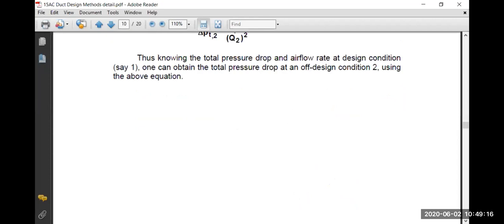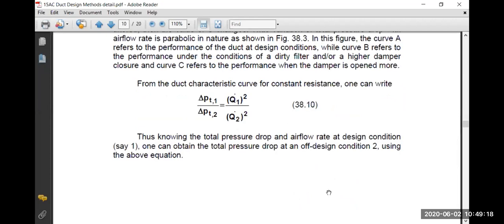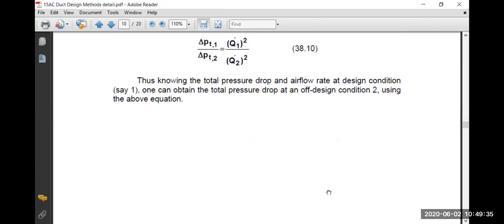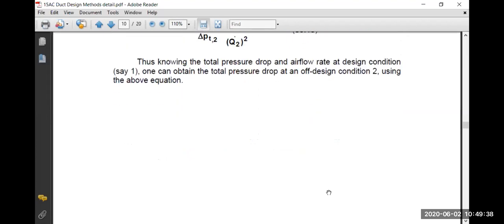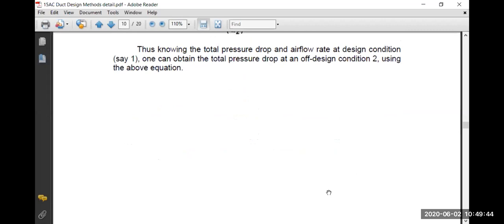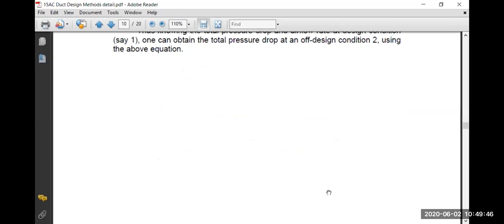So in this case, for duct characteristic constant resistance, one can write delta P1 divided by delta P2 is equal to Q1 square by Q2 square, because delta P is proportional to Q square. Thus, knowing the total pressure drop and airflow rate at design conditions 1, one can obtain the total pressure drop at an off design condition 2 using the above equation.